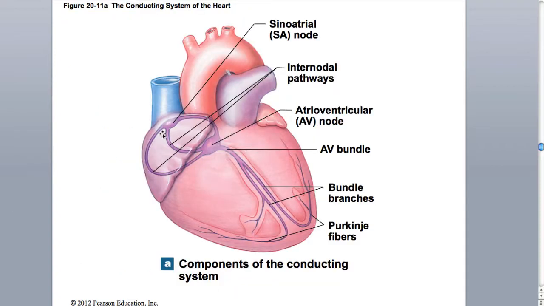Here's our SA node, again in the right atrium. Here's our AV node right about there at the junction of the atria and the ventricle. We then have our AV bundle and then our bundle branches. Some people call it bundle of His, H-I-S, named after someone. So bundle branches. And then we have our Purkinje fibers headed back upwards.